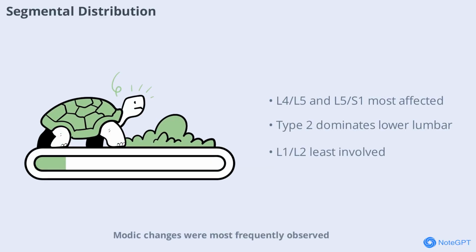Modic changes were most frequently observed at the L4, L5, and L5-S1 spinal levels. At L5-S1, over half of the cases showed type 2 changes, while type 1 and type 3 were much less common. The L1-L2 level had the lowest incidence of Modic changes. This segmental pattern aligns with the areas of the spine that bear the most mechanical stress and are most prone to degeneration.